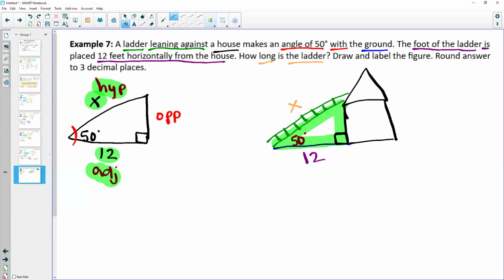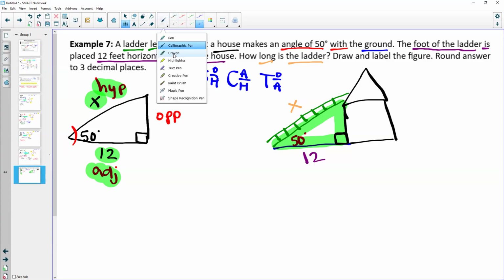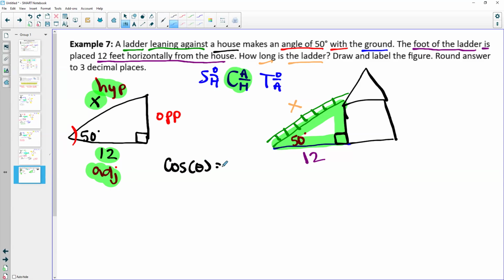So if we're trying to decide which ratio we're going to use, remember that we're looking at SOHCAHTOA to help us decide which ratio to use. So we're working with adjacent and hypotenuse. Adjacent is A, hypotenuse is H. We're working with this one right here, which is cosine. So we're working with cosine of theta is equal to adjacent over hypotenuse.